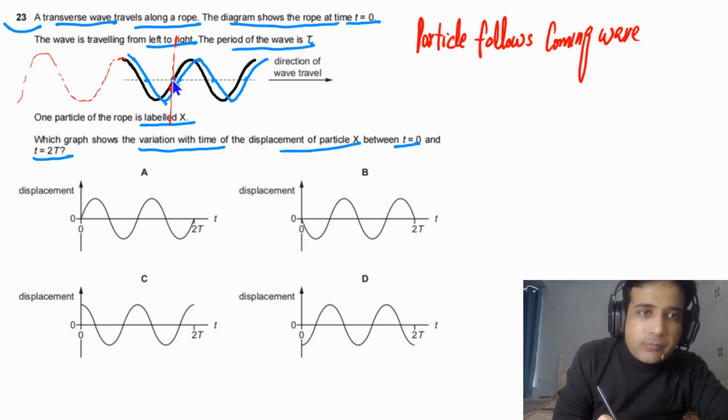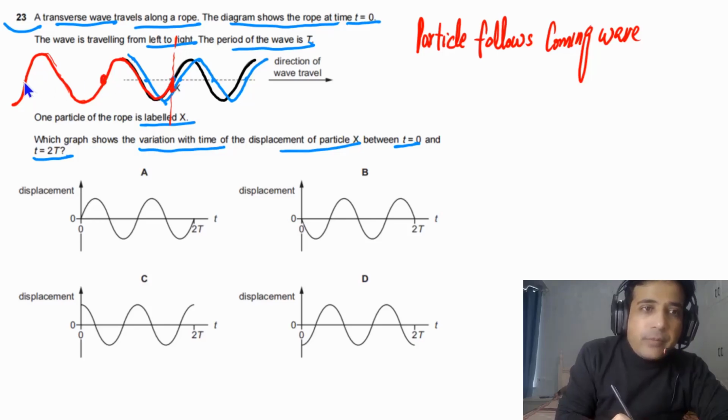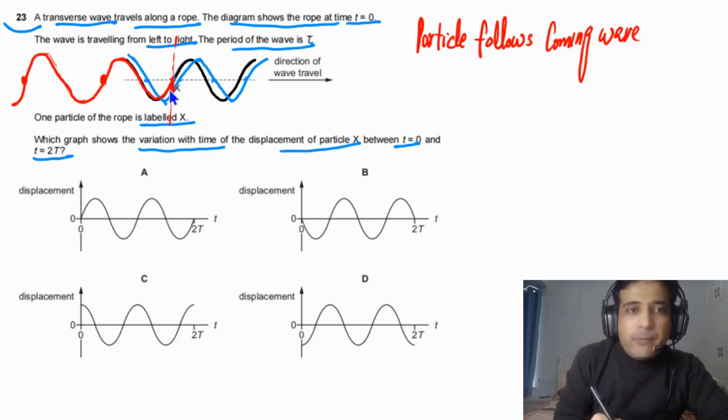The particle will follow. Let me draw with a red line. So you will see the displacement of the particle with time, how the displacement of the particle will vary with time. From here to here is one period of time, and from here to here is after another period of time, meaning 2T. Its displacement will change like this. So this is a simpler way to do this one. Otherwise, simply you can draw this wave and you can see.